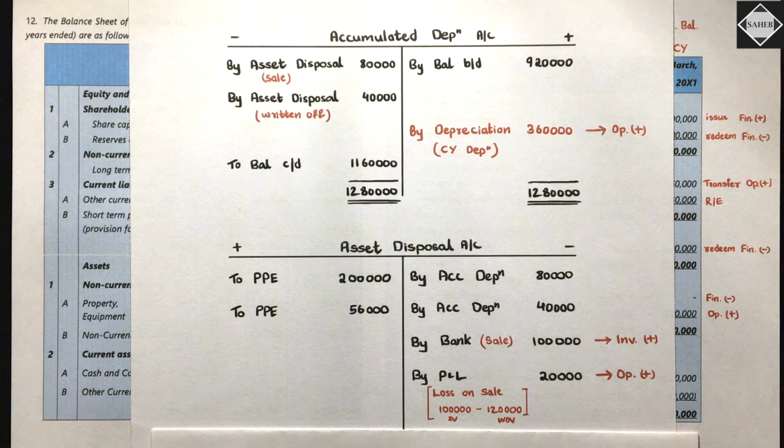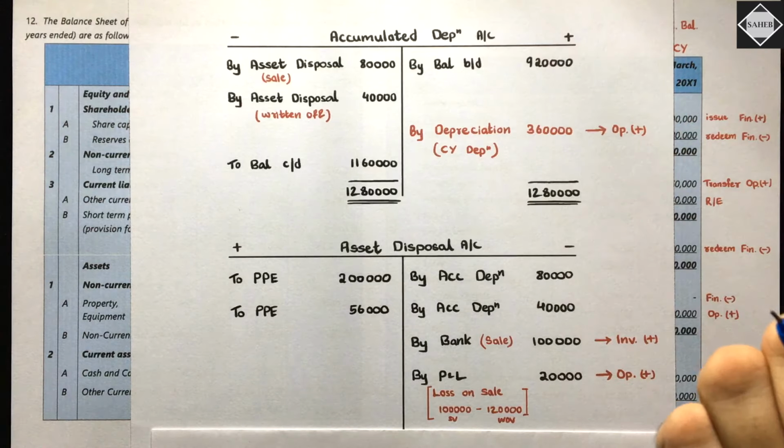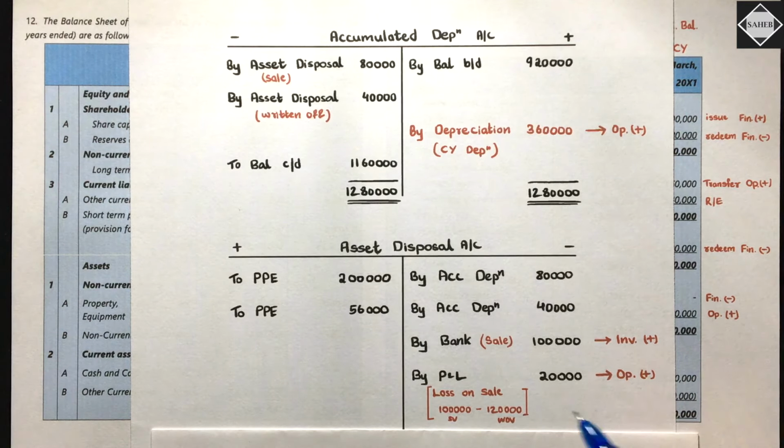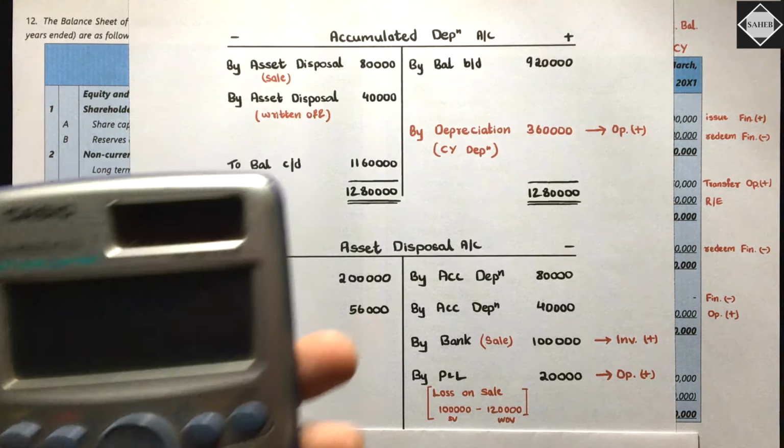Simple, right? So the sale of the PPE will be added in investing activity because that's an inflow. But the loss on sale 20,000 will be reversed in the operating activity under the indirect method, isn't it? Yes, because it's a non-operating item. Is it clear? All right.